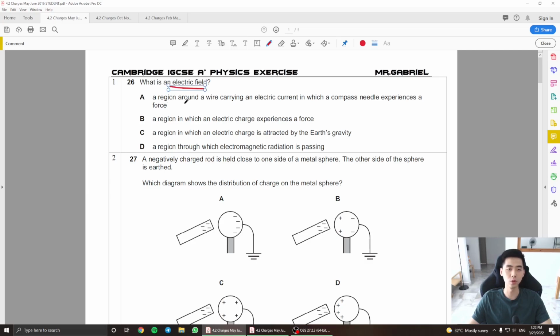Number one, a region around a wire carrying an electric current in which a compass needle experiences a force. This is actually a magnetic field. A region in which an electric charge experiences a force. This could be logical. A region in which an electric charge is attracted to the Earth's gravity, not possible. A region through an electromagnetic radiation, not possible. Okay, so it's B. To be more exact, it's actually a region where a positive charge experiences a force here.